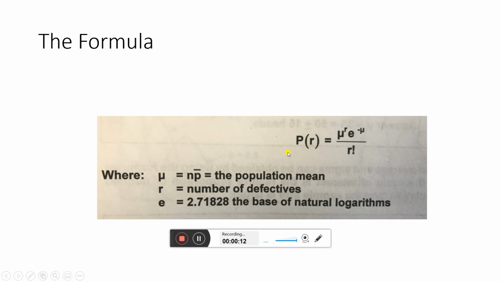Okay, this is a magic formula. I'm doing this live so I can use the pointer. You look at the probability of getting whatever number of interest you have: the Poisson mean, which is n times the average, times e to the negative of the average, all divided by r factorial. R is like, if it's 3 or less, it's 3 times 2 times 1. That's what factorial means. And then, of course, there's e.